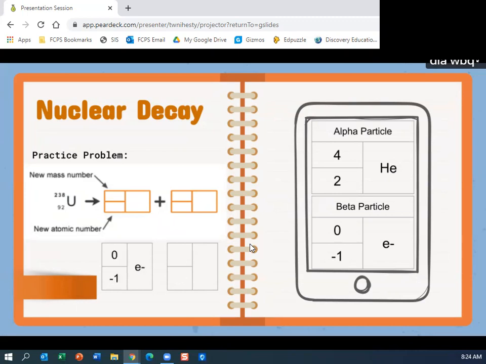Now, how about if we have a beta particle? What would be our mass number and our atomic number? Okay, let me just call out people. Ashton.